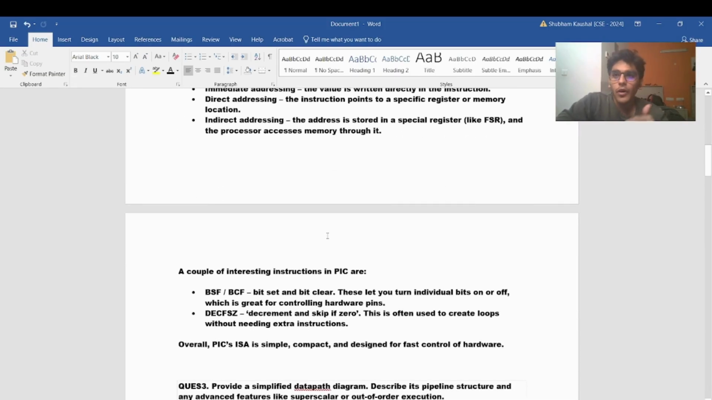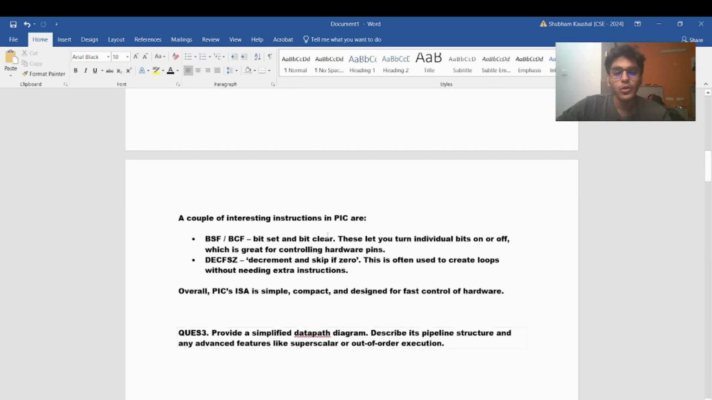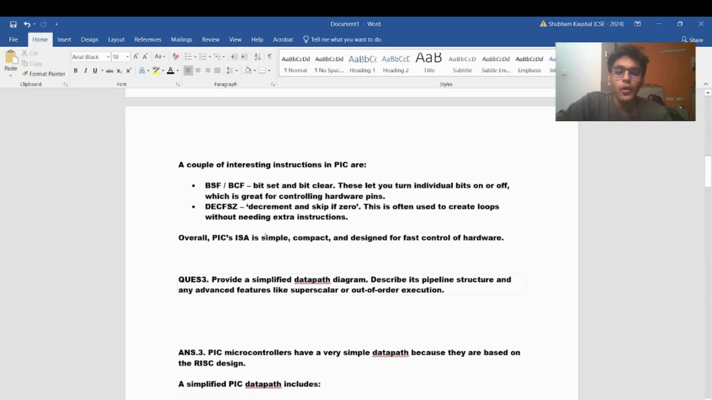And coming on to the interesting instructions in PIC, we have the bit set and bit clear instructions. So these are used to turn the individual bits on and off, which are really good to control the hardware pins. Then we have the decrement and skip if zero instruction, which is very useful in creating loops. So this tells us that the PIC is simple, compact, and the instructions are very interesting and very useful for us. Coming on to the next question, we'll be talking about the simplified data path.